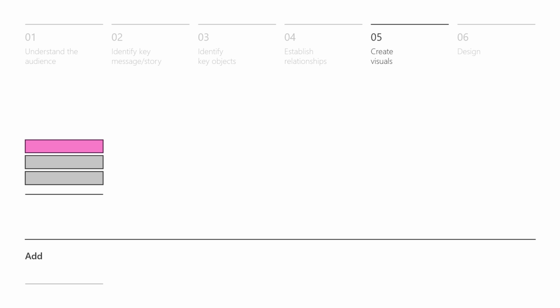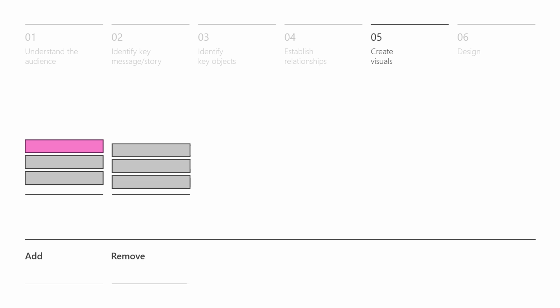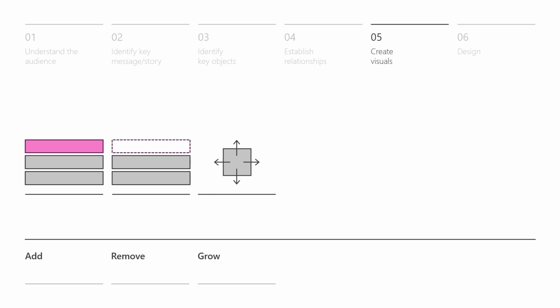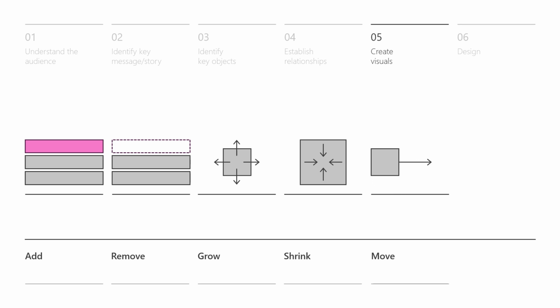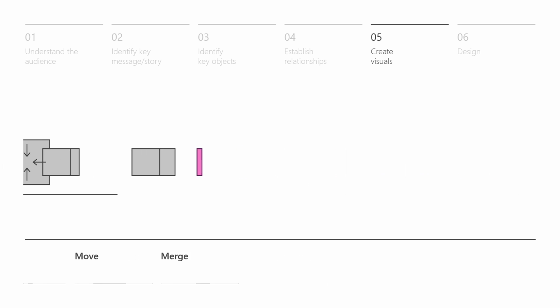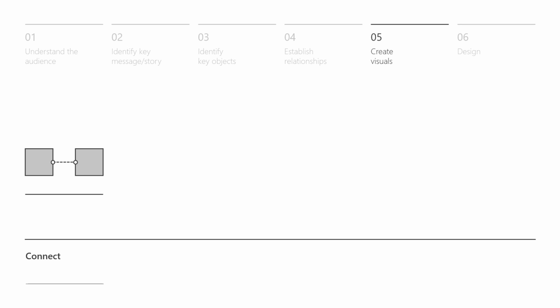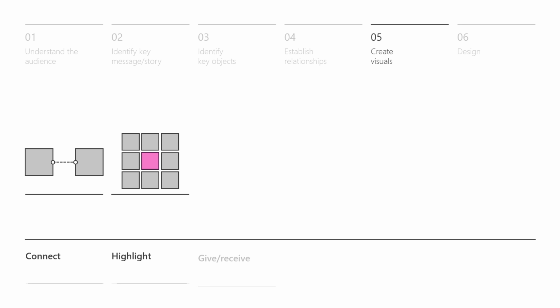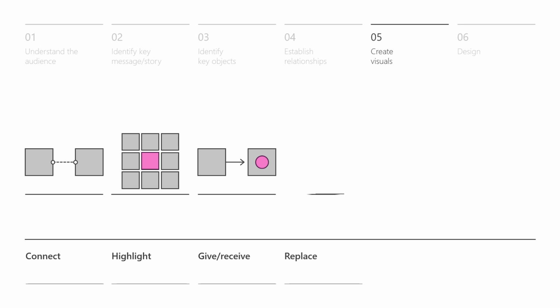So if you're introducing new ideas, you can add things to the slide. If you're simplifying a diagram or removing things you don't need, you can remove. You can make things grow or shrink to show changing amounts or changing importance. And you can also make things move around to new locations. If you want to combine elements together, you can merge them into one or connect them together. You can highlight something that's especially important for your key message and show something being passed along from one person to another or data being transferred. You can also change something into something else by replacing it. Again, there are countless examples of these, but you'll probably want to use a few of them for each slide.